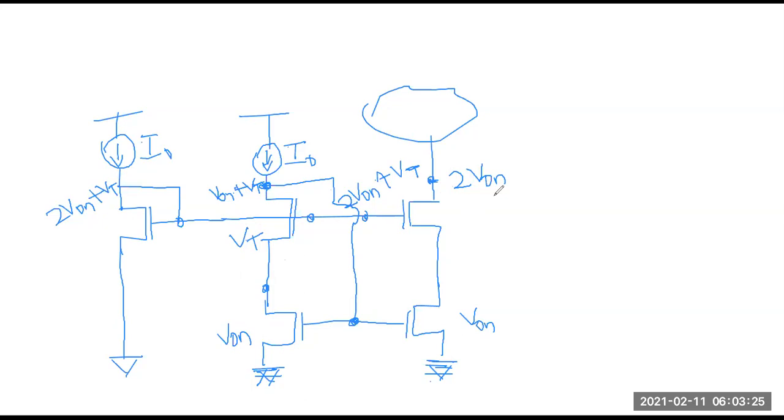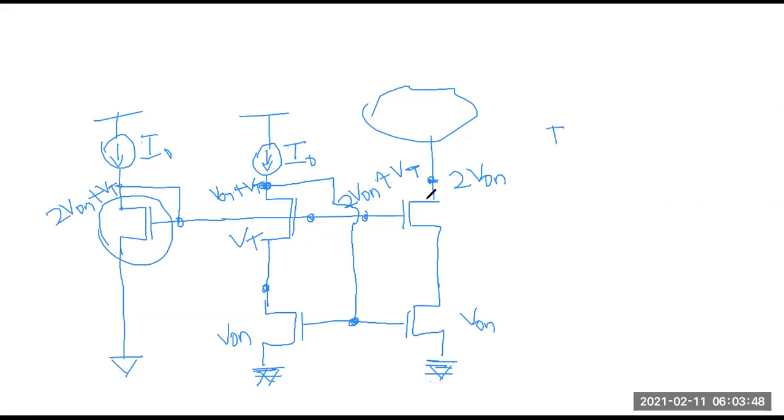Instead of 2Vn plus 2Vt, it is 2Vn plus Vt. Now see, this is 2Vn plus Vt. So 1 Vt less; in the previous case it was 2Vn plus 2 Vt. Now 1 Vt reduces. But to make it 2Vn plus Vt, what should be the size of this transistor? Next question. Clear? So now just see.